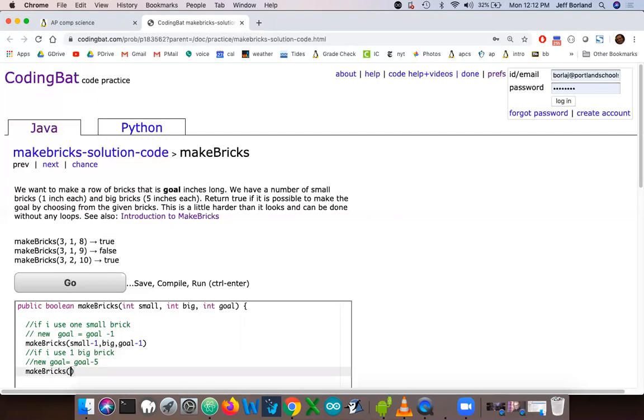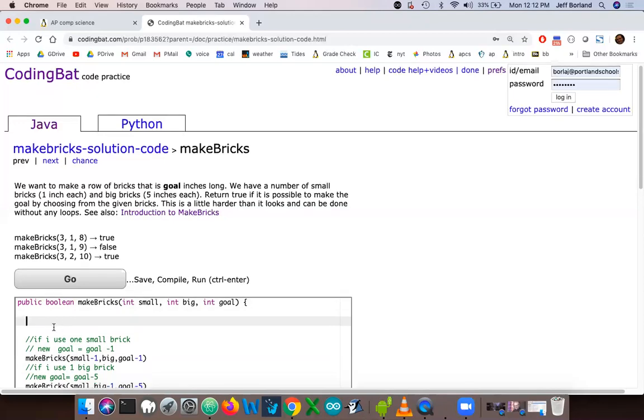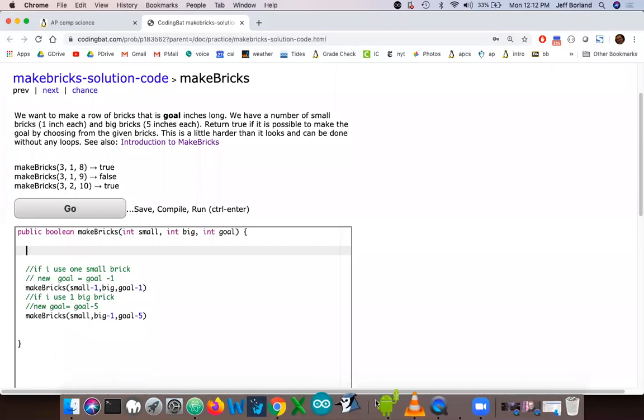If I don't use the small one, but I use the big one, my new small is the same. I still have small bricks, but I have 1 less big brick, and my goal now is goal minus 5. So I either use the small one, in which case I'm calling myself with the goal of 1 less, or I use my big one. And I don't want this to go on forever. When do I want to stop? When do I stop this process of going down forever and ever?